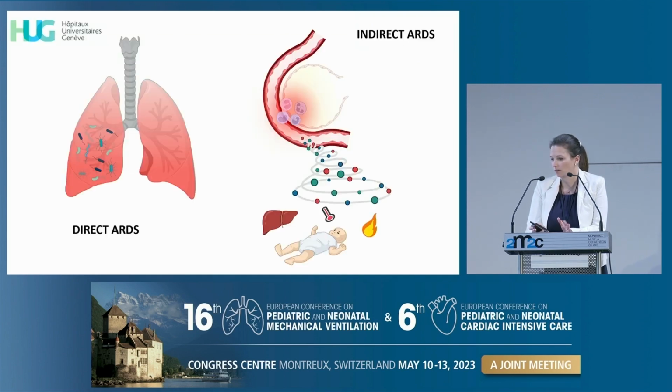So just a quick drawing. You can see the differences between direct ARDS, which is mainly triggered by a pulmonary primary injury, like pneumonia, inhalation injury, and so on. Whereas indirect ARDS is triggered by a systemic insult or injury, like sepsis or burns or liver disease.